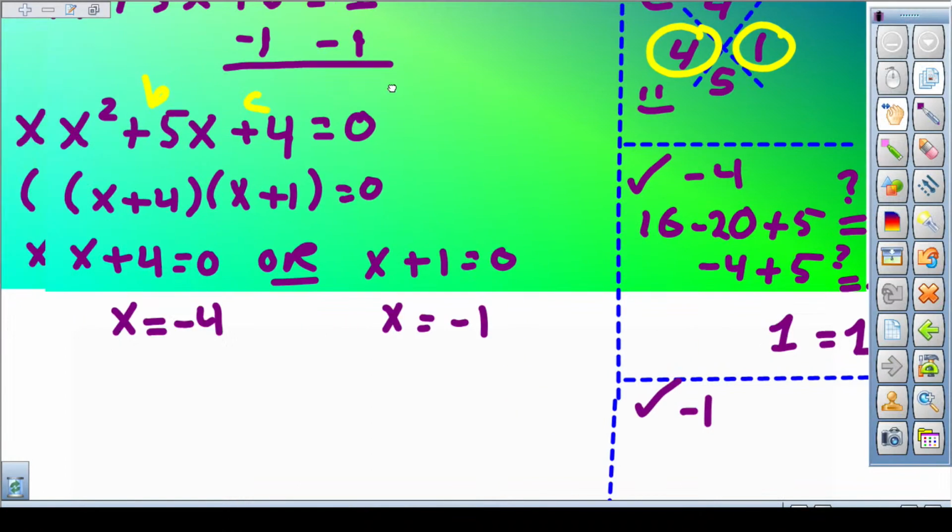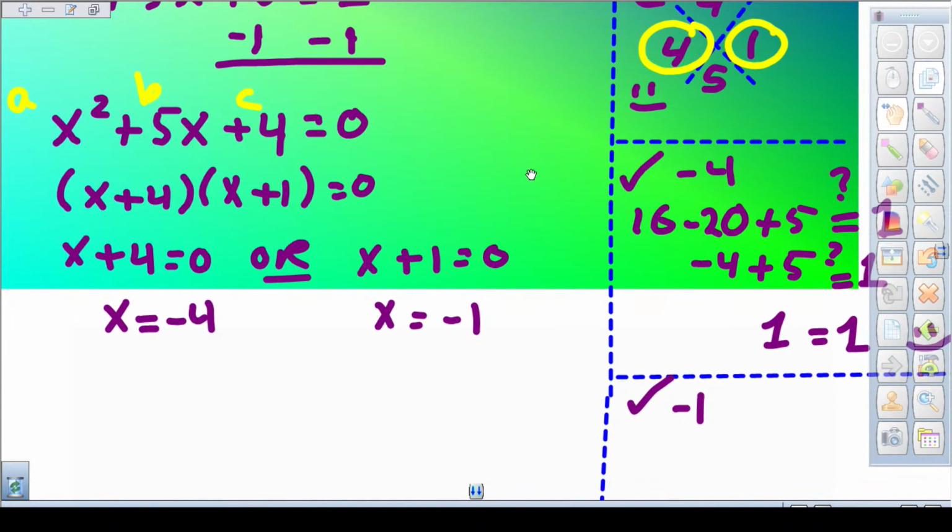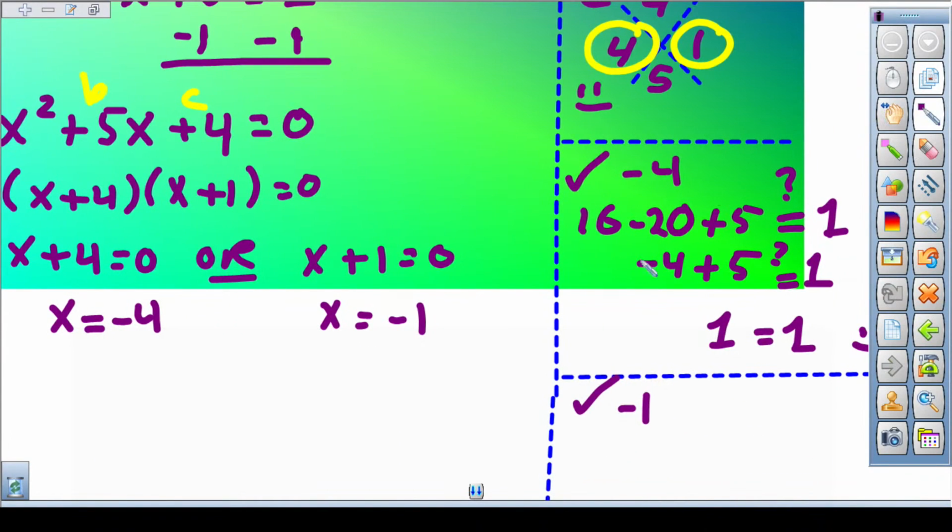Okay, going back here to the negative 1. Let me go back to the original problem and then plug in negative 1. Maybe I could do this one mentally. So negative 1 squared is 1 times negative 5 plus 5. So basically I have 1, and then I have a negative 5 plus 5, which means what? 1, right? Does that equal 1?